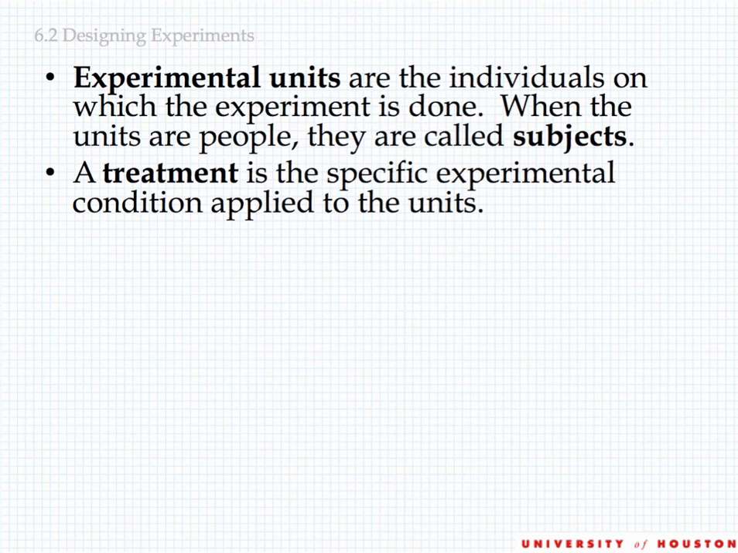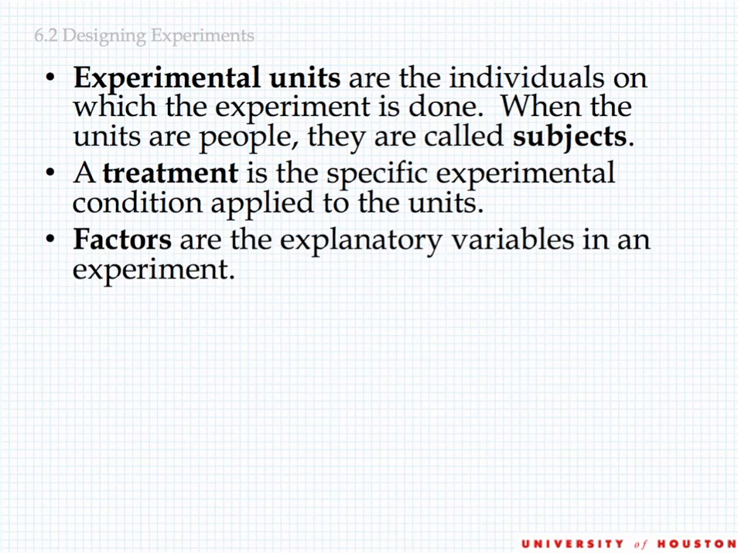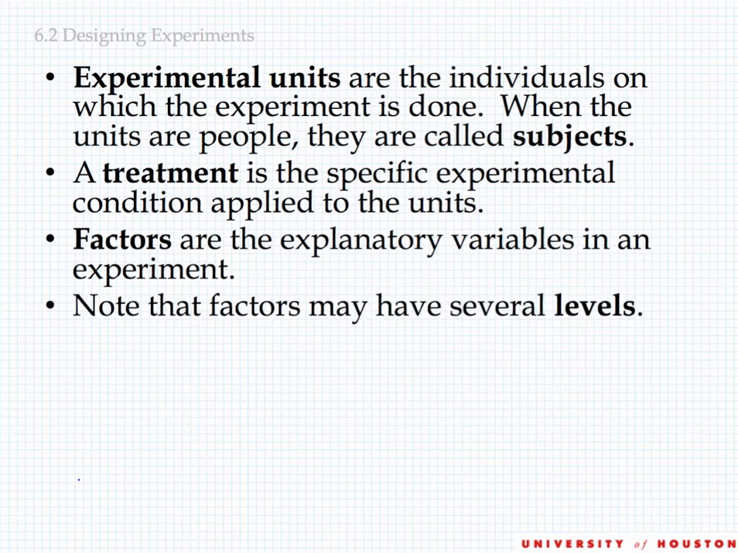For example, say we're testing effects of different vitamins on health. The vitamins would be the treatment. Factors are the explanatory variables in an experiment. Suppose with the vitamins we're testing vitamin E versus vitamin C. Then we would have two factors. Note that factors may have several levels. For instance, different dosages for each type of vitamin.